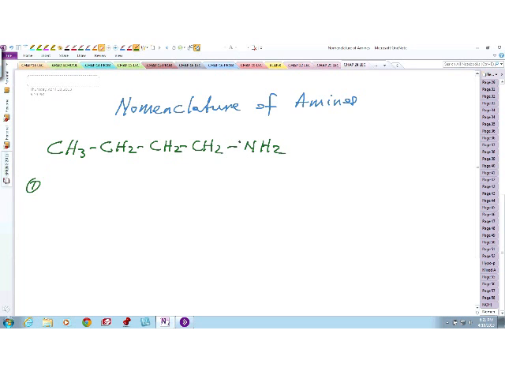Okay, the first one, in the case of this simple amine here, you take a look at the carbon chain that is attached to the nitrogen, and then you give the name of that alkyl chain. In this particular instance, what would be the name of the alkyl group here? Okay, so you then say butyl. You give the name of the alkyl group, butyl, and then you add the word amine to the alkyl name, and this will be one word. So this becomes butylamine.